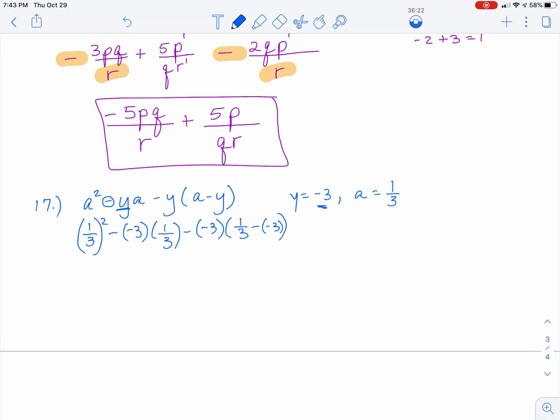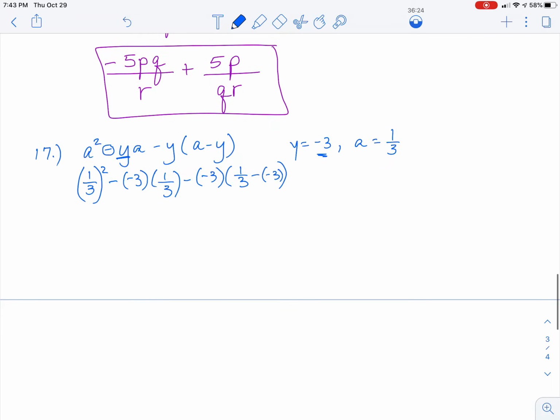Now we have some calculating to do. So 1/3 squared is going to be 1/9 minus, and I'm going to take care of these two terms first. I'm going to put this over 1. What's going to happen there? I'm going to keep it in parentheses so you can see it. That would turn out to be a -3 over 3. So that's going to be a -1 inside there.